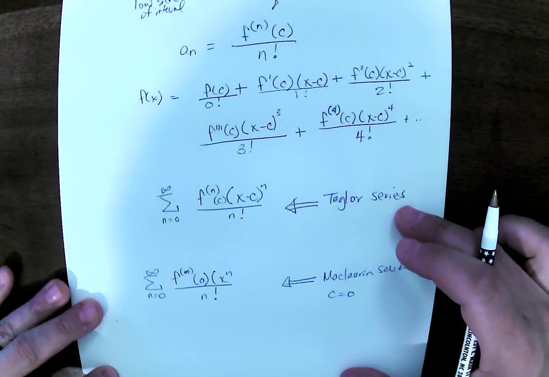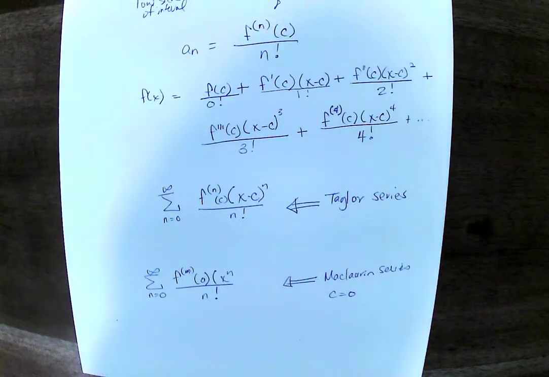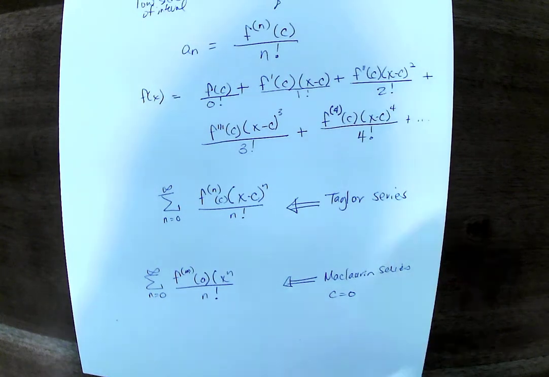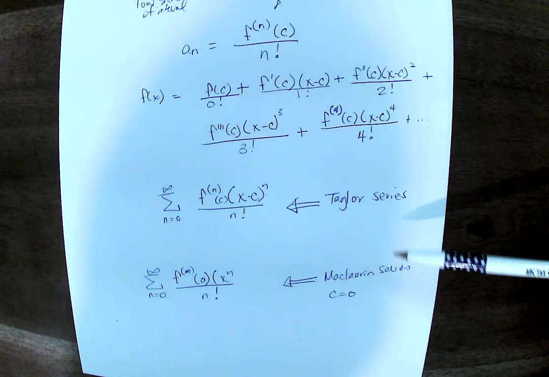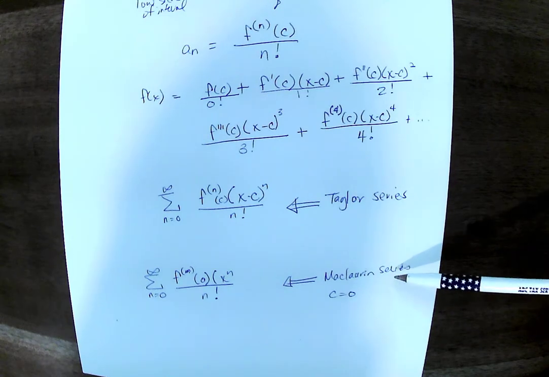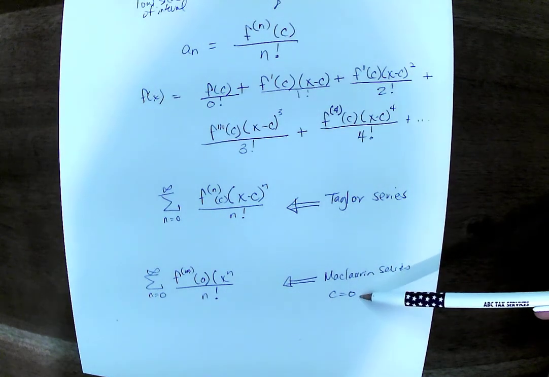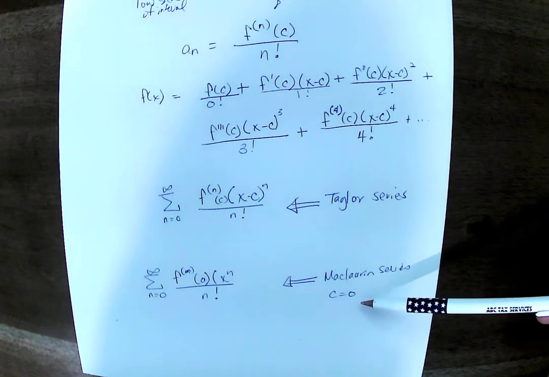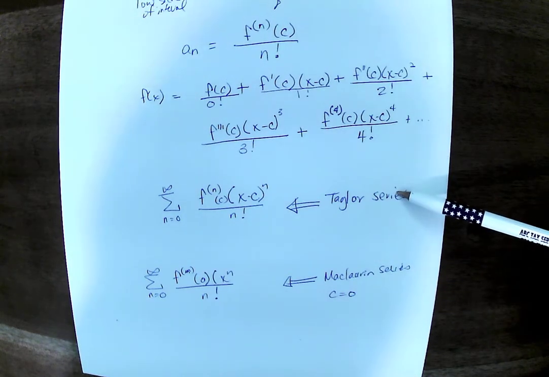I'll slide this up just like that, and if you want to pause it here, I'll start a new video at this point so you can at least copy this piece down. But again, the main difference between Taylor and the Maclaurin is that the Maclaurin has it such that c is specifically equal to 0. It is a special case of the Taylor series.